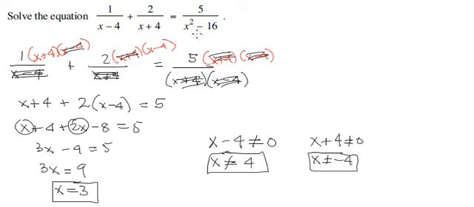And this doesn't add anything new. This was made up of an x plus 4 and an x minus 4. We've covered those already, so we've already got all our non-permissible values. If you want to write this a little more condensed, you can say x cannot be plus or minus 4. Save a little bit of ink.